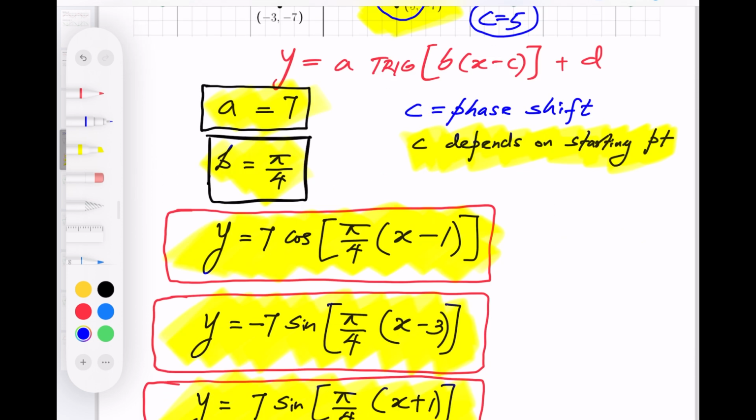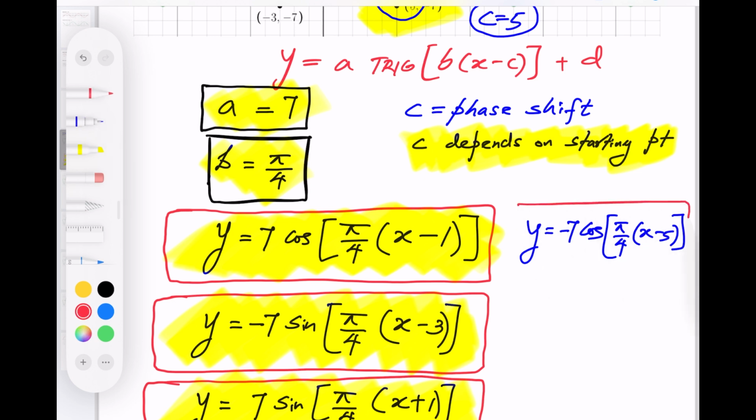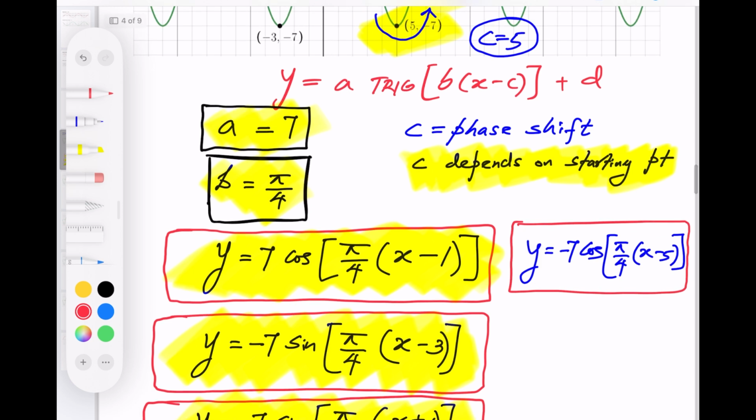That equation should be y equals a, is equal to 7. We are writing down a negative cosine function. So let me write down that negative symbol right here. Cosine, open brackets, b is equal to pi over 4, x minus c, which means x minus 5, close parenthesis, close brackets. d is equal to 0. Therefore, this is the equation of that sinusoidal function using the point 5 comma negative 7.